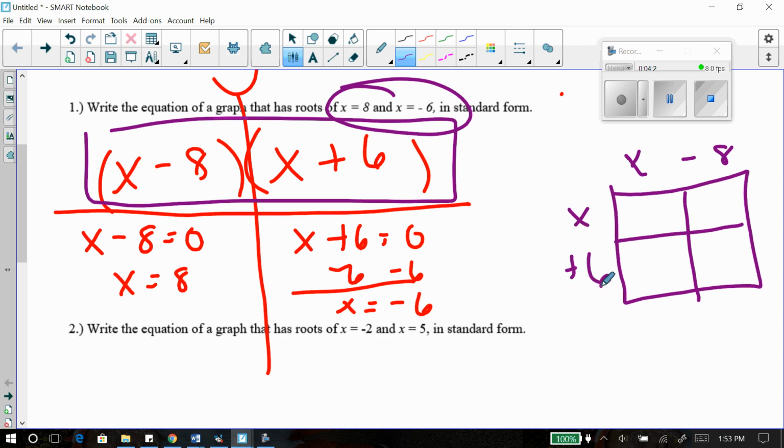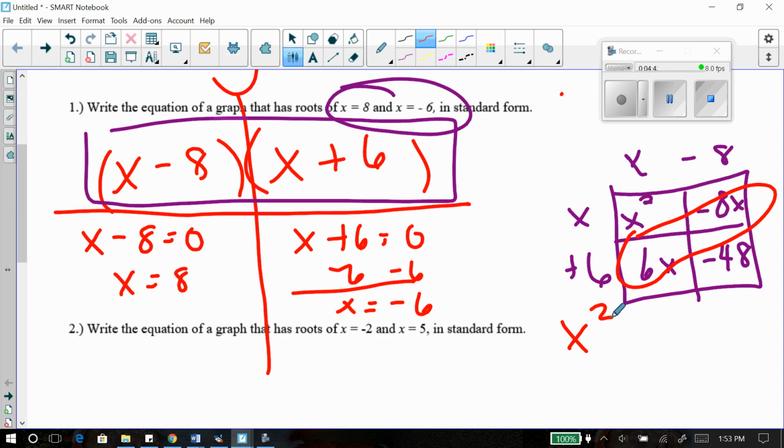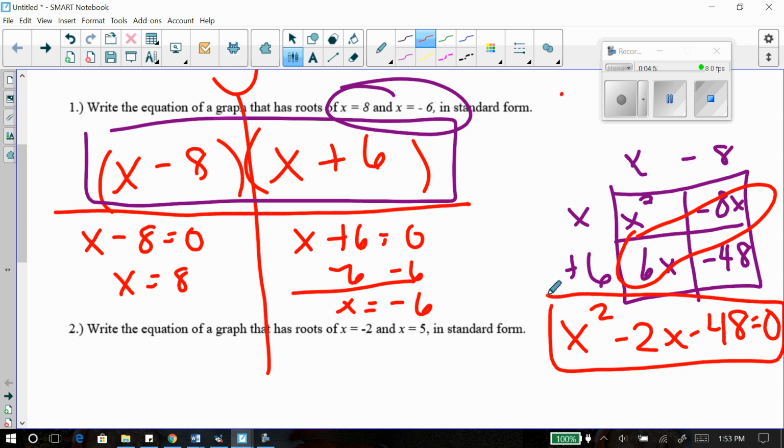And at this point, you guys should be pros at the box. X times x is x squared. X times negative 8 is negative 8x. 6 times x is 6x. 6 times negative 8, negative 48. Combine your like terms. So x squared minus 2x minus 48 equals 0. And that is how you get a quadratic based on the roots.